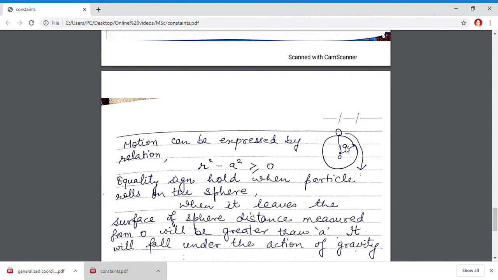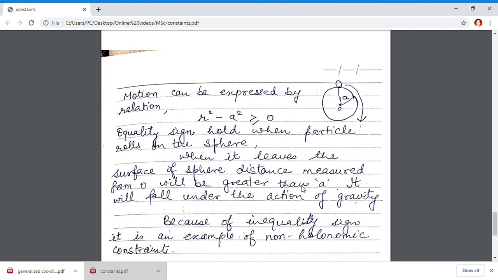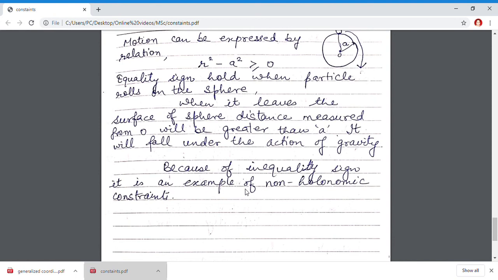But since this particle cannot always roll on the surface of the sphere, it will ultimately fall under the action of gravity. At that instant, r will be greater than a. Hence, at that condition, there will be an inequality sign. Hence, in this expression, there is an inequality sign. Hence, this is an example of non-holonomic constraint. So, here I have classified the constraint on the basis of equation.